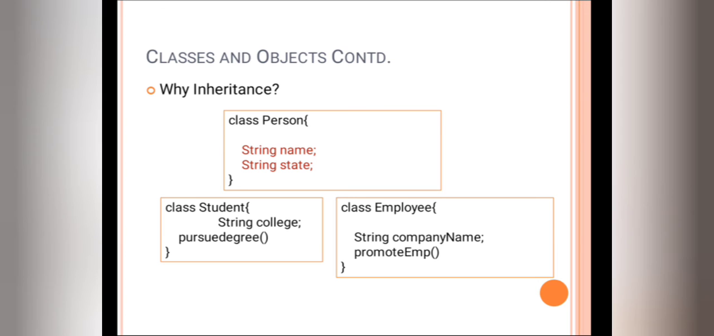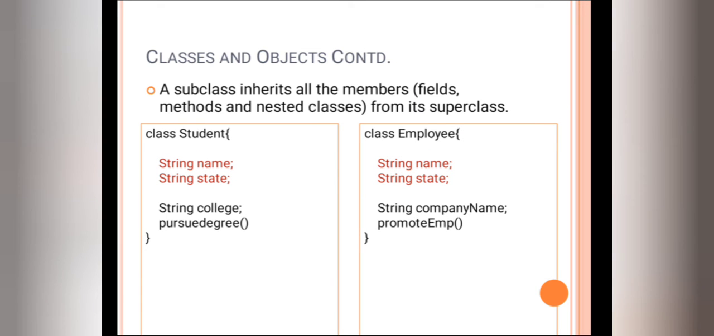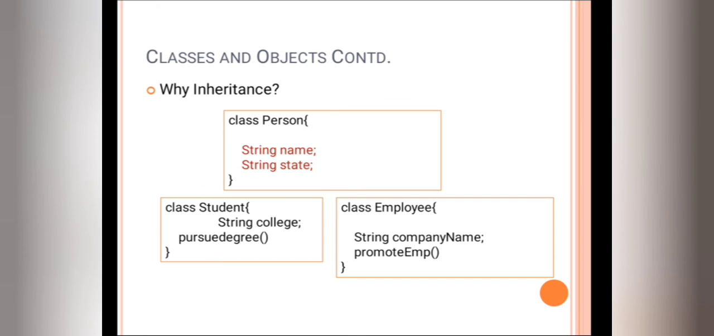Here you can observe that in the previous slide we wrote the name and state attributes two times. But with inheritance, we write them only once, in the superclass. If we say that student is derived from class person, then it will have the properties of class person. Properties means it will have access to all the attributes and methods of class person. Likewise for class employee.